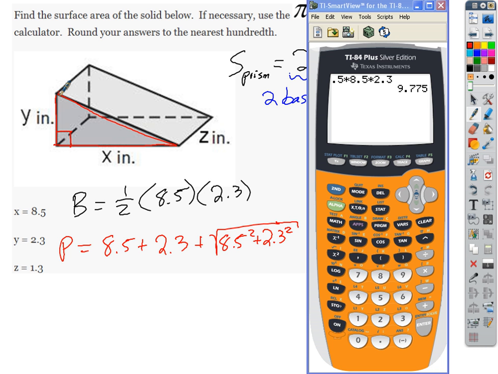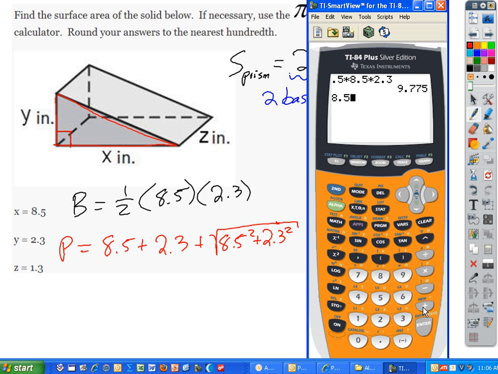All right, so the perimeter then. Let's do that calculation. So 8.5 plus 2.3 plus the square root of 8.5 squared plus 2.3 squared. Everybody agree that's it? There it is. Evidently it's 19.6 and so on. It's in our calculator now, though. So when we want to do the entire calculation, we've already got the stuff in there, right?